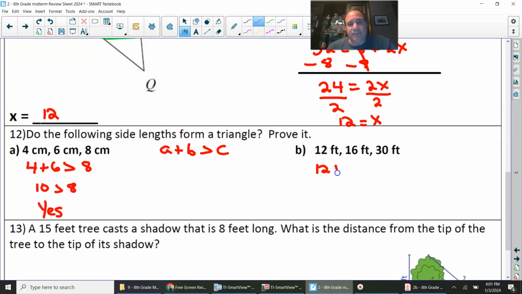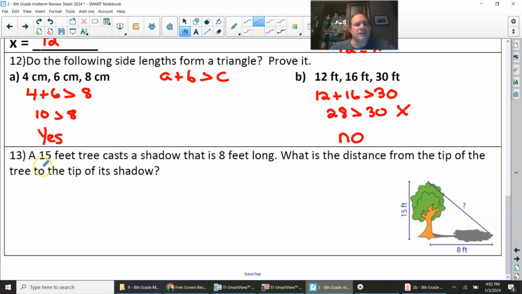I'm going to do 12 plus 16, and if that's greater than 30, this is a triangle as well. 12 plus 16 is 28. 28 is not greater than 30. So that's an X. So no. So that is the proof. The two smallest sides have to be greater than the third side. If they are, then it's a triangle. If they're not, then it's not a triangle.